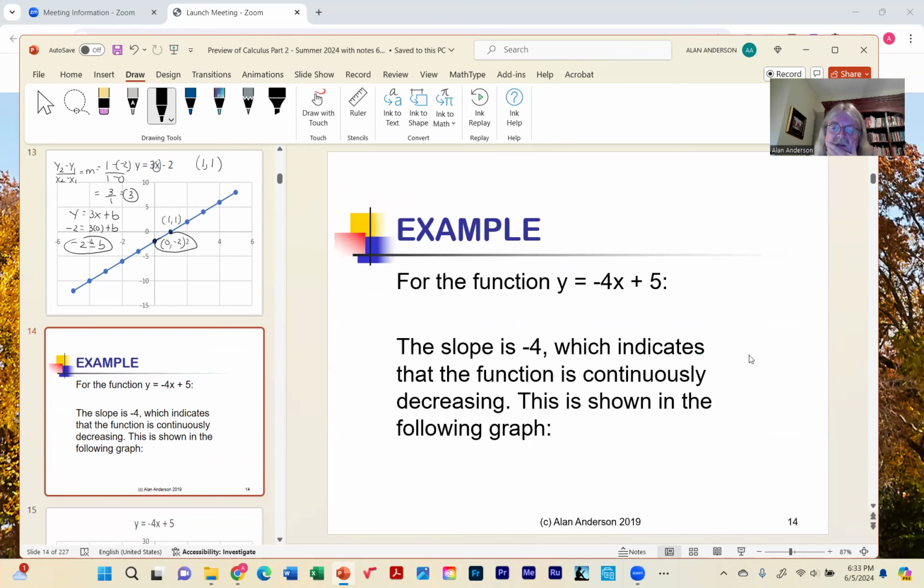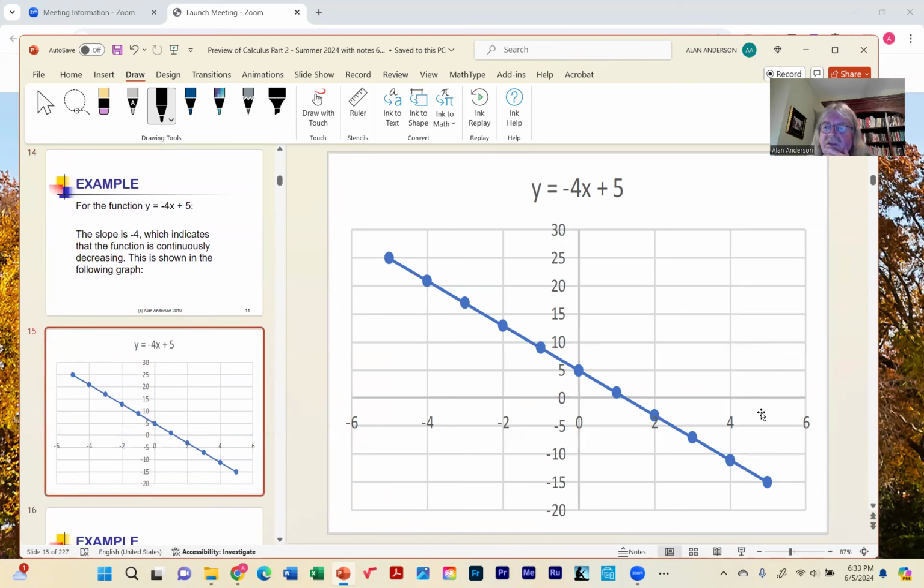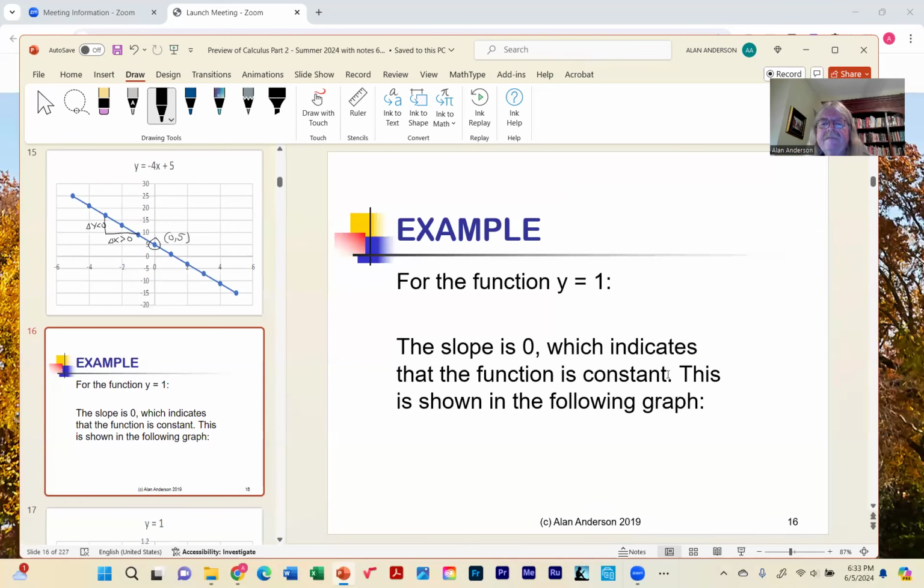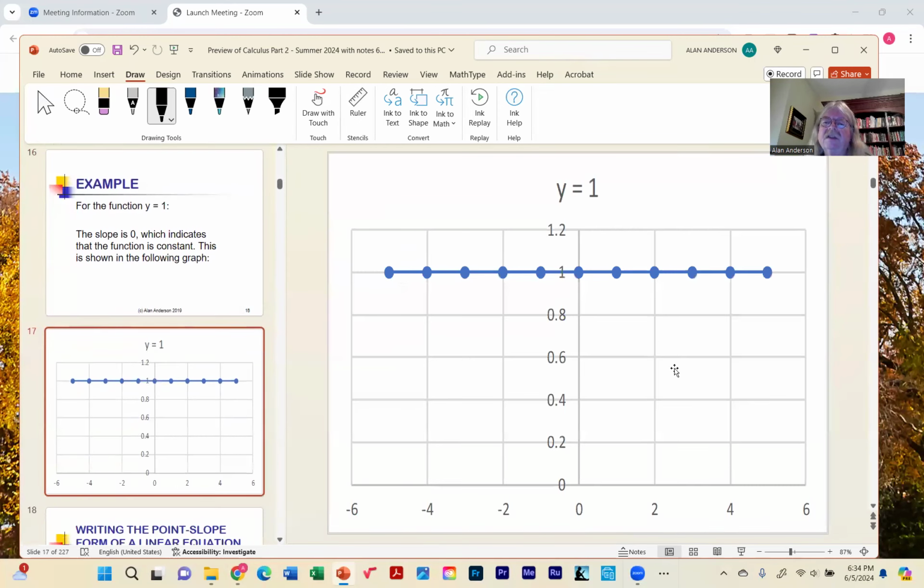Now, of course, this one has a negative slope, which means that it's facing down. You can think of it as moving in a southeasterly direction. And so the intercept is 5 and the slope is -4. And you can see that as x increases, y decreases and vice versa. Now, here's a constant function. We've already seen this. It's just a flat line, and the slope is zero.